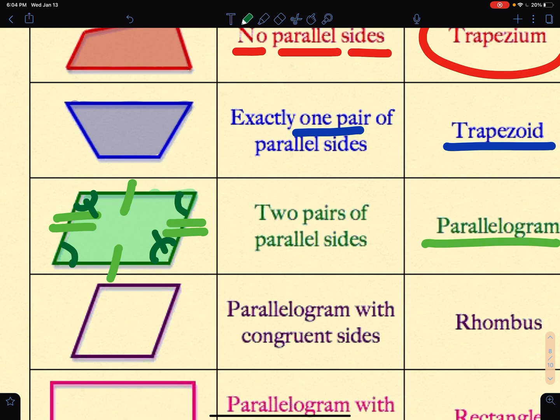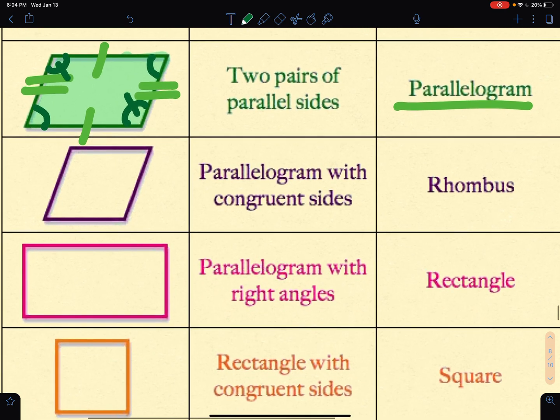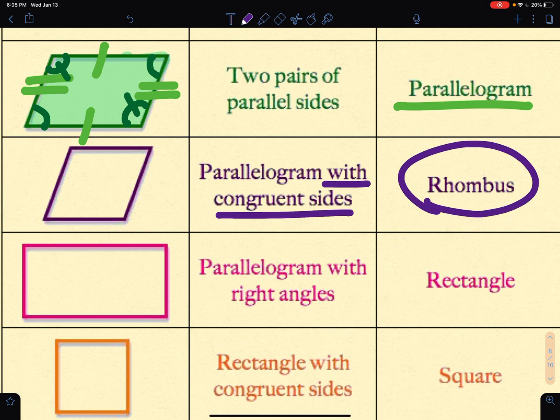Okay, so let's go on to the next one. The next one is also a parallelogram, but it has something special. All the sides are congruent, and that's called a rhombus. When all the sides are congruent, that means this measures the same as this, and they also measure the same as this and the same as this.